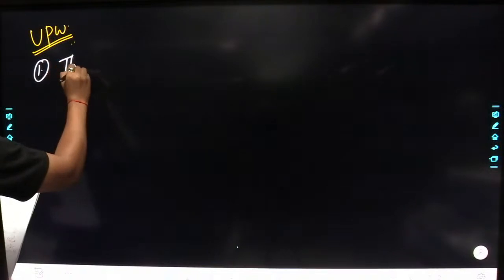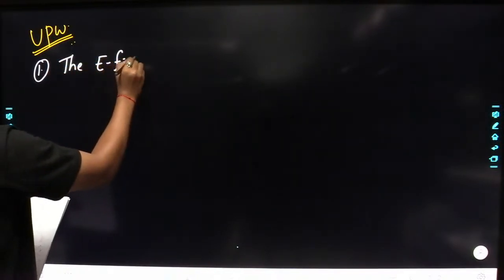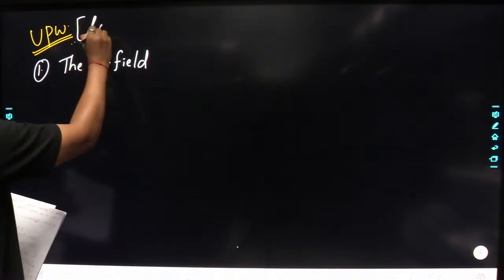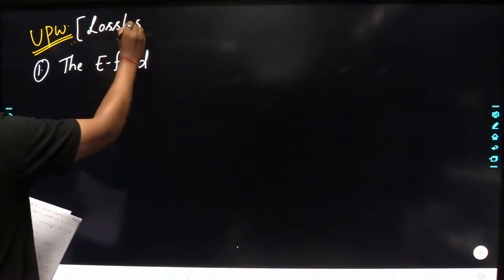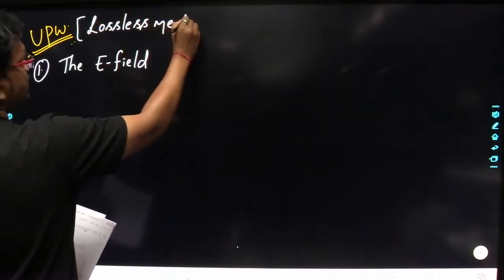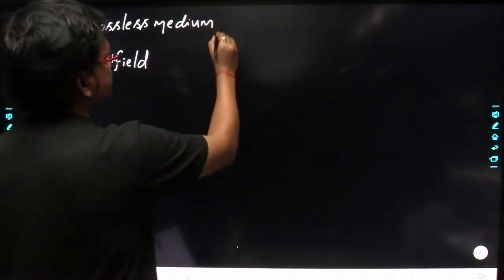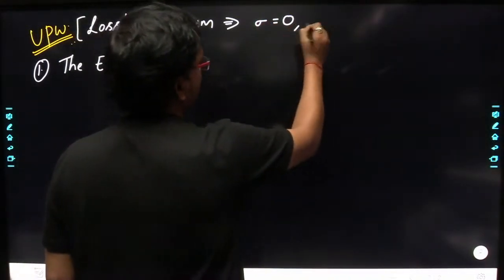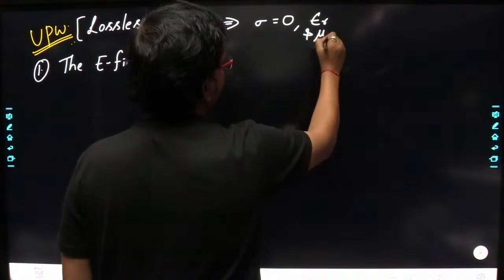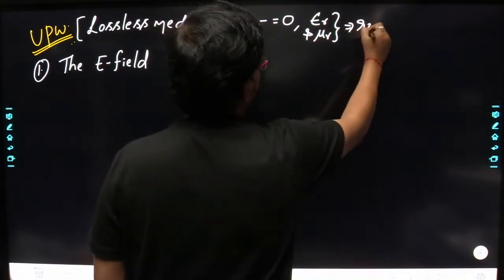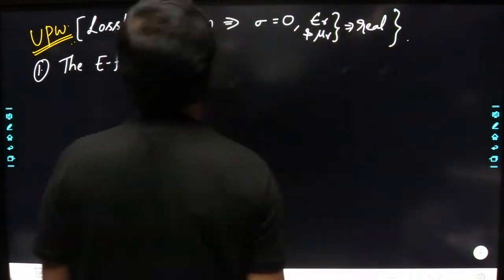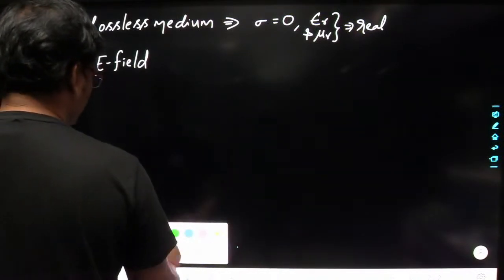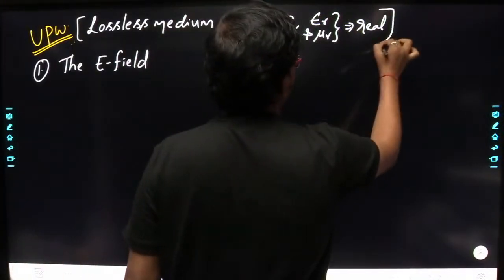The electric field in a lossless medium. What do you mean by lossless medium? Lossless medium means the conductivity of that medium is equal to 0, and epsilon r and mu r values must be real. Then we can call that medium a lossless medium. So today we try to solve the problems in lossless medium.